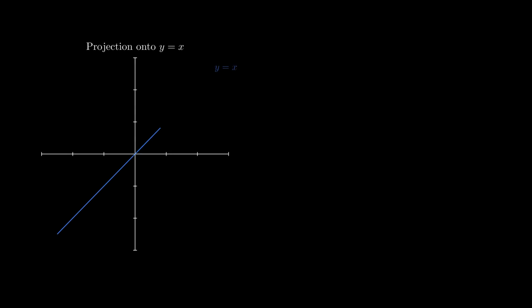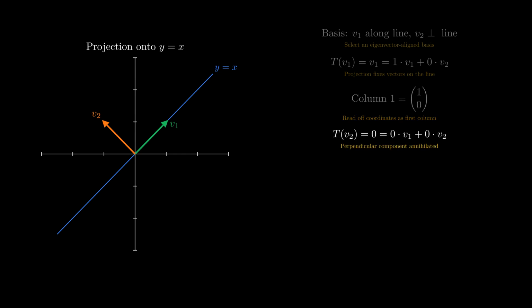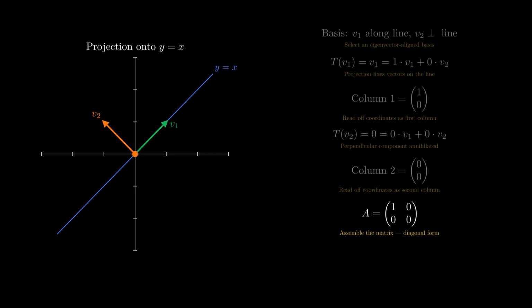Let's run the rule on the projection onto the 45-degree line. First, we choose a smart basis. Let V1 point along the line itself and V2 point perpendicular to it. Projection onto the line leaves V1 untouched, so T of V1 equals V1. In this basis, that's 1 times V1 plus 0 times V2. So column 1 is 1, 0. The perpendicular vector gets crushed to the origin. T of V2 equals 0. In coordinates, that's 0 times V1 plus 0 times V2. Column 2 is 0, 0. Putting the columns together, the matrix is 1, 0, 0, 0, a diagonal matrix.